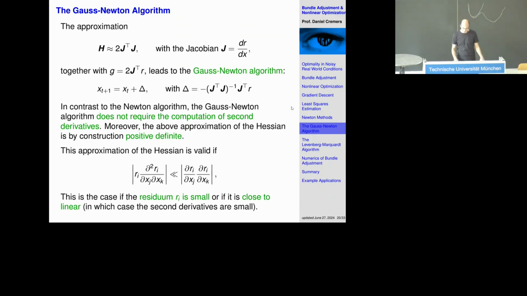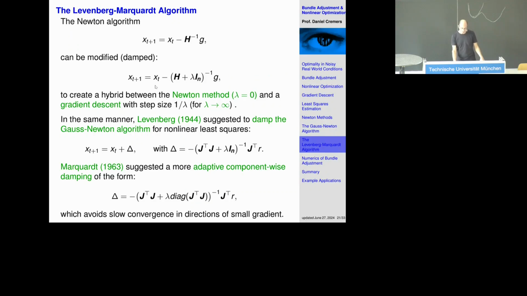So this is the Gauss-Newton algorithm that we derived. And then we talked about the Levenberg-Marquardt algorithm, which is a variant of the Gauss-Newton that includes a damping. You can damp the original Newton method. It basically means you add a little bit of the identity to the Hessian matrix. You can also see it from a numerical perspective: it stabilizes the inversion of the Hessian matrix, because the identity matrix is always easy to invert.